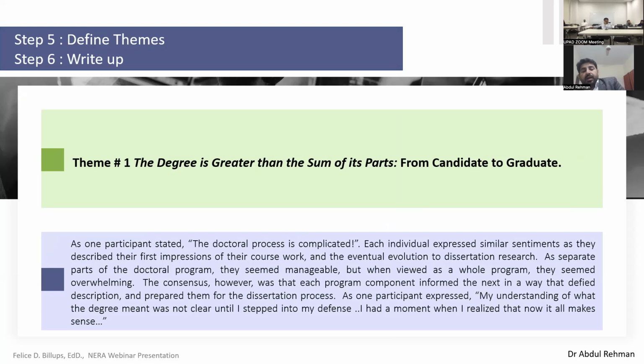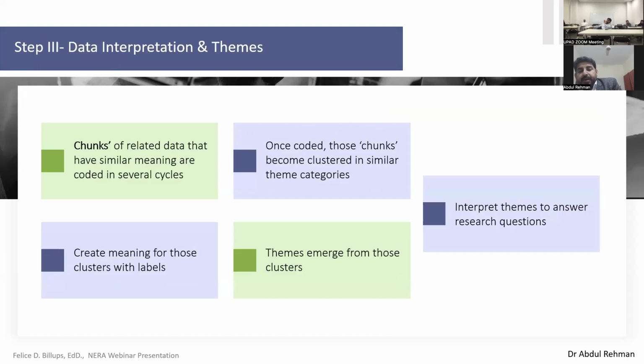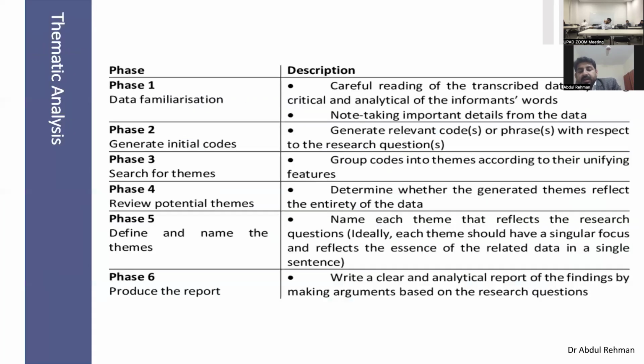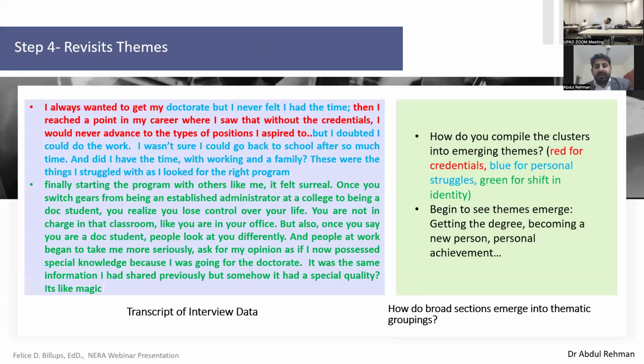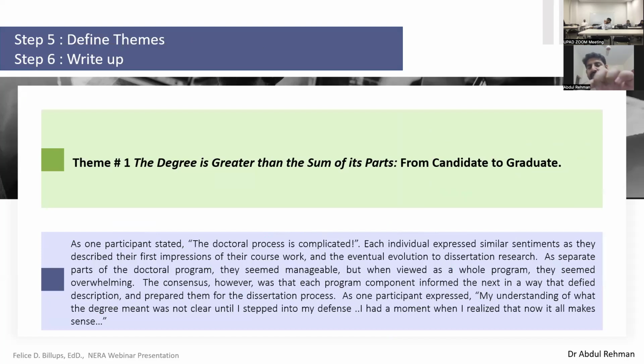Okay, now, as I said earlier, what is the last step? The last step of thematic analysis is, what is the last step? Produce the report. Now we have reached the 5th step, define and name the theme. We have defined the themes and named them. What is the theme? The degree is greater than the sum of its parts, from candidate to graduate. Now in your analysis chapter, you would write this as theme 1, as your heading. Now you would produce the report based on this theme.